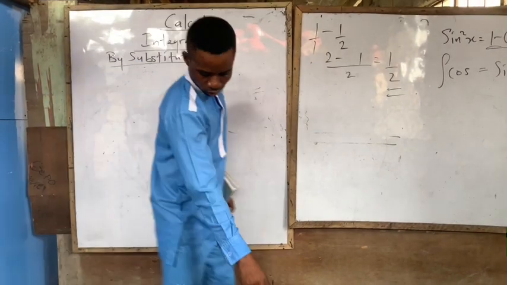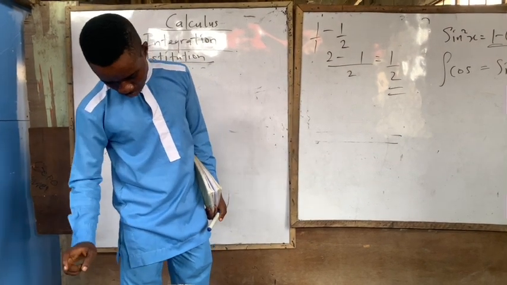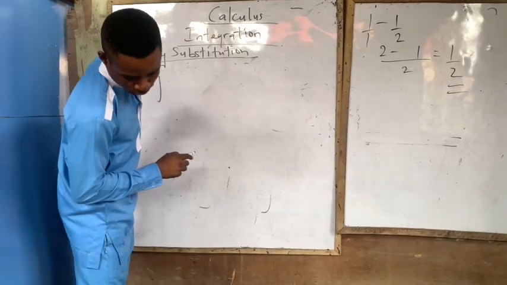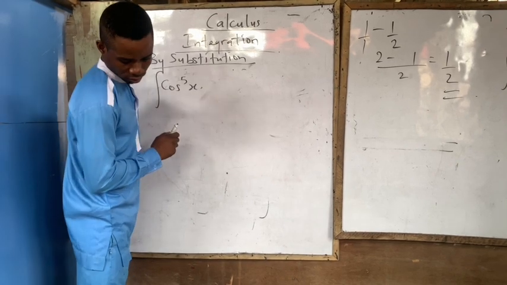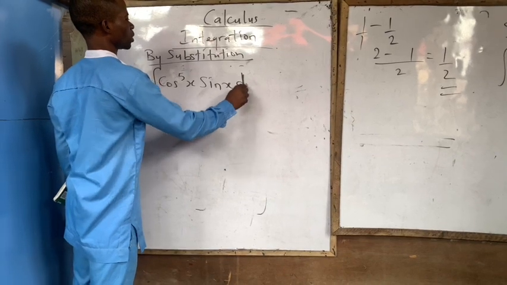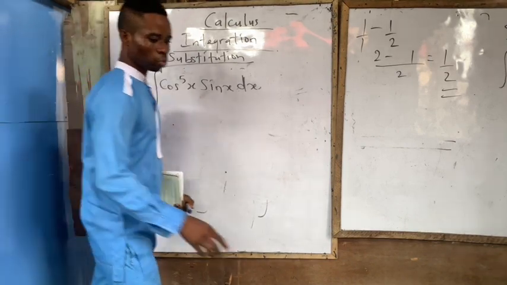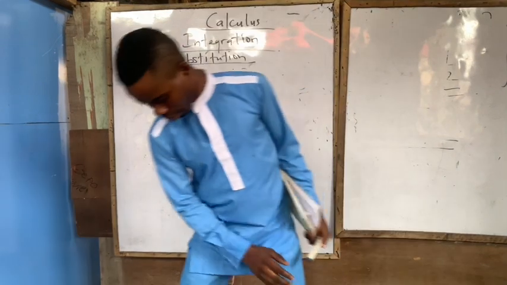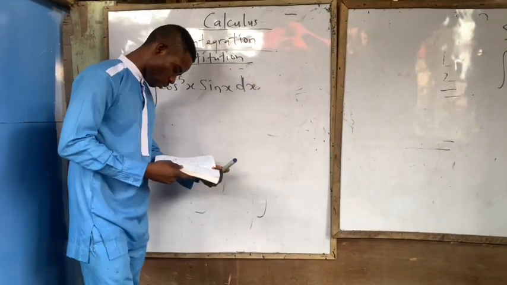I would like us to have a good knowledge of this called substitution. Now, if you are having the integral of cos 5 raised to power x and sine x dx, I think if I do this one, we should have gotten a good knowledge of integration by substitution. I don't see anything that is special here anymore.